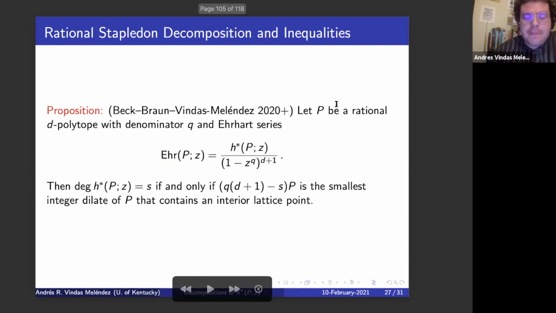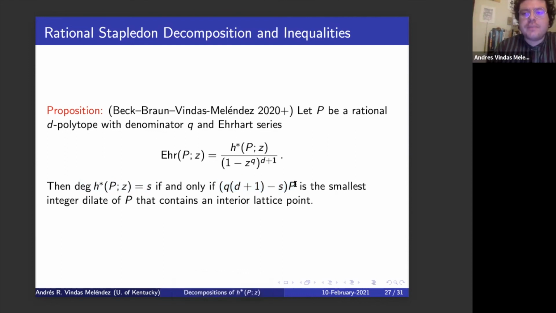Awesome. Okay. So here's a proposition that I kind of want to mention just because it'll pop up in a little spot later. So if I have a rational polytope, again, denominator Q, and with this Ehrhart series, then the degree of the H-star polynomial is s if and only if this here is the smallest integer dilate that contains an interior lattice point, okay? So nothing super illuminating, only that if we know the degree of the H-star polynomial, we can tell you at what dilate we will finally contain a lattice point, okay?